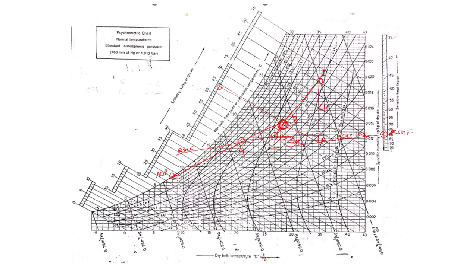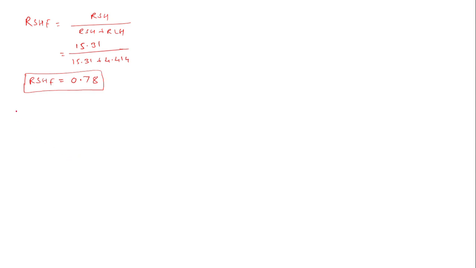We know that this line 3 to ADP is nothing but the GSHF line. So intersection of the GSHF line and the RSHF line is nothing but the supply condition. So this is the supply condition. With respect to the supply condition, you can find out the various points. So the temperature is about 21 degrees Celsius, dry bulb temperature. Wet bulb temperature is about 17.5 degrees Celsius. So from the psychrometric chart, you can draw these lines.